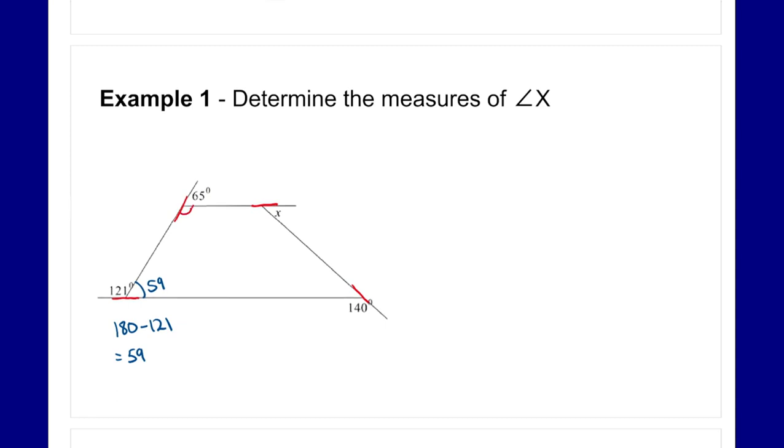If I look at this angle here, 180 minus 65 equals 115. This angle here, we don't know yet. Let's move down here. This angle is 180 minus 140, 40 degrees. Now I can find this unknown angle inside our quadrilateral because I can do 360 minus 115 minus 59 minus 40.